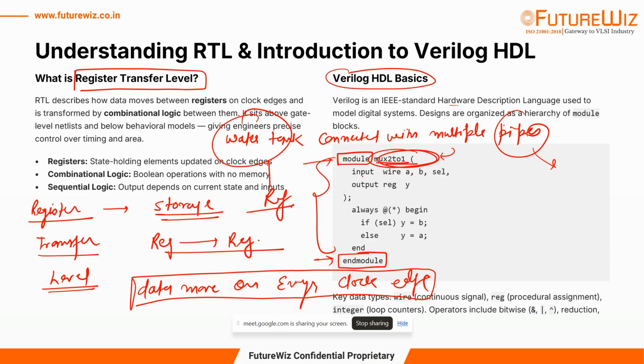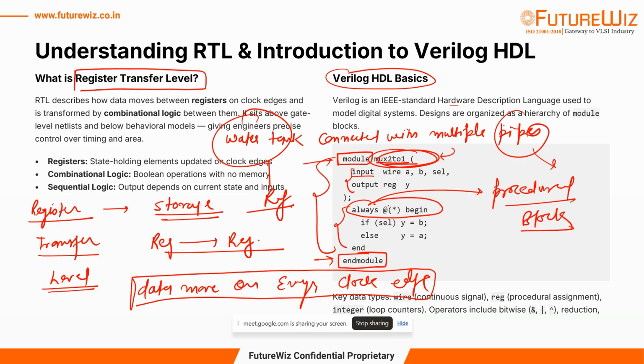In that we are defining the ports, that is, how many ports, how many variables I require, and how they are behaving, whether they are working as input or output. And then we are writing the logic for that. So here we are using the behavioral style of modeling. This always is a kind of procedural block, and this at the rate is the event control directive.